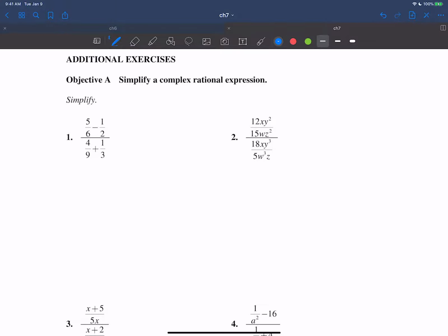Objective A. Simplify a complex rational expression. To simplify complex rational expressions, your main goal is to identify the LCD, and then you multiply both the top and the bottom by the LCD.